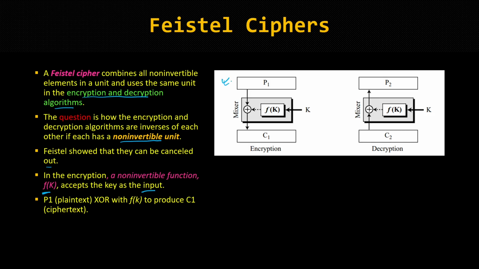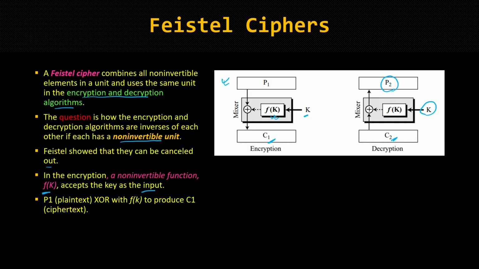So in this diagram, you can see that P1 is the plain text which is XORed with a non-invertible unit fk. This non-invertible unit, which can also be termed as a non-invertible function, accepts k as its input. Afterwards, it is XORed with P1 to produce C1. Now this C1 and C2, as you can see in the decryption process, are the same. So now this C2 is XORed with the non-invertible component, and this non-invertible component also accepts the same key as its input, and afterwards, after it is XORed, the output that it produces is P2.